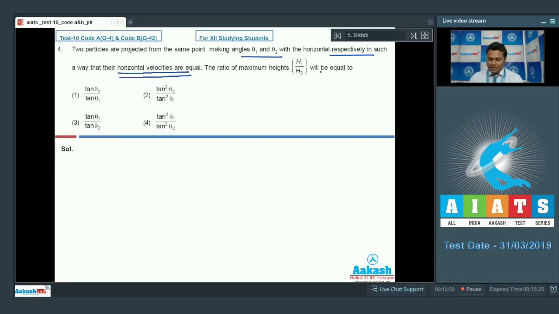h1 is to h2. Now it is clearly mentioned that their horizontal velocities are equal, means if their initial velocities are u1 and u2 respectively, then their horizontal velocities will be given as u1 cos θ1 for the first one, which is equal to the horizontal velocity of the second projectile, that is u2 cos θ2. From here we got the ratio of u1 upon u2 equals cos θ2 upon cos θ1.